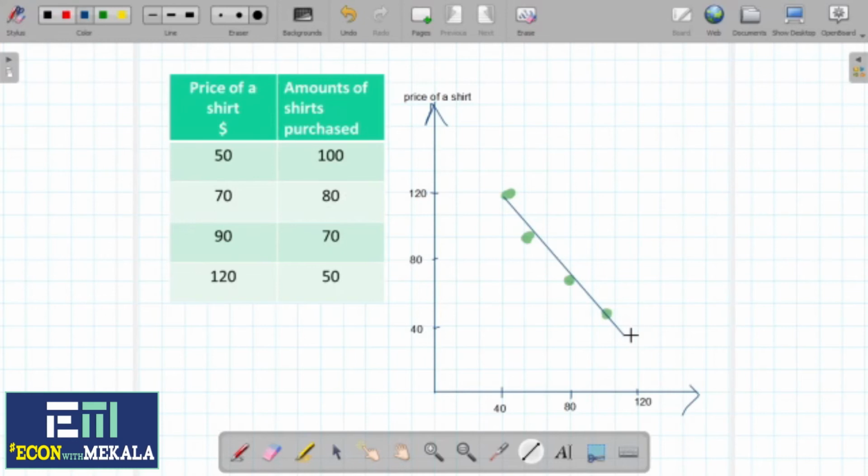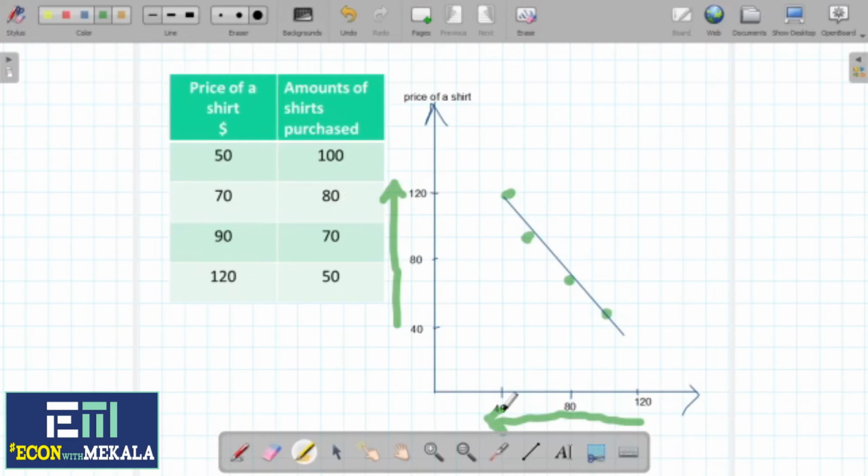We can understand the negative relationship between quantity demanded and price by looking at this graph. If you look at the price axis, when you are moving from 40 to 120, what has happened to the quantity? Quantity has moved from 120 to 40. So this is the inverse relationship we are illustrating in a graph, that is exactly the same as the law of demand. Price and quantity demanded have a negative relationship.